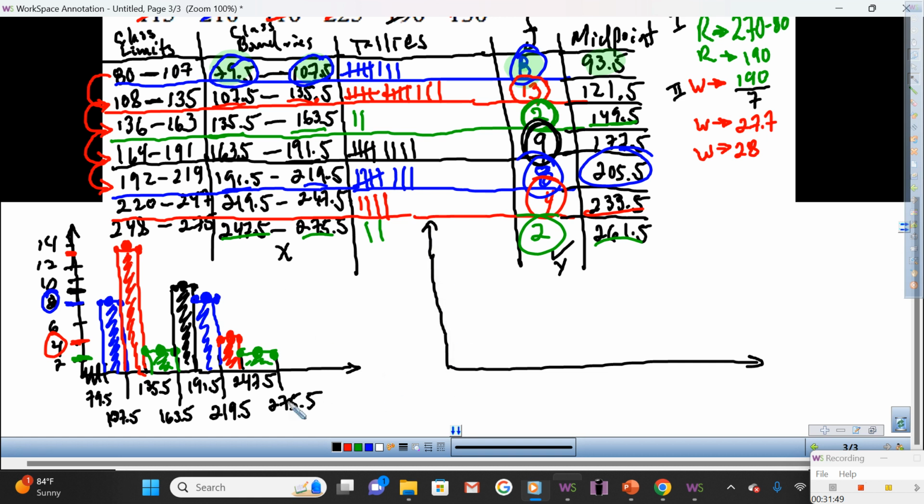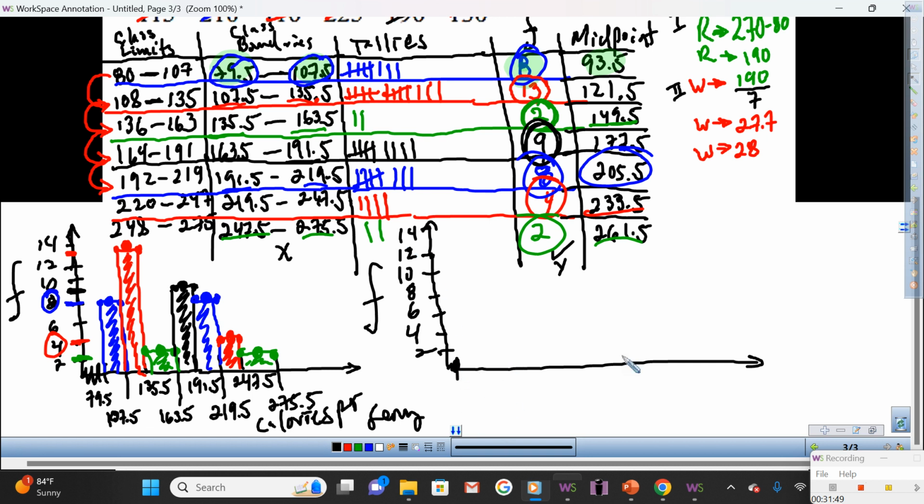Oh, and by the way, I forgot to label my X. What are we talking about? What are all these numbers? Yeah, calories. Calories per serving. That's what these numbers are down here. What is the Y, everyone? I'm just going to put a big F like this for frequency. Here we go. We got 2, 4, 6, 8, 10, 12, and 14.